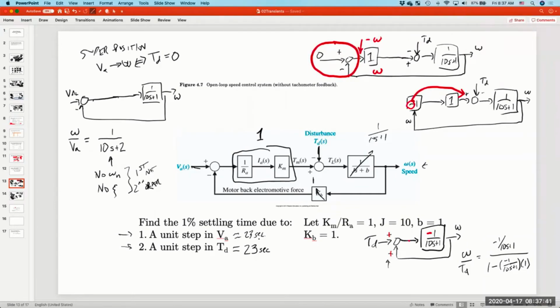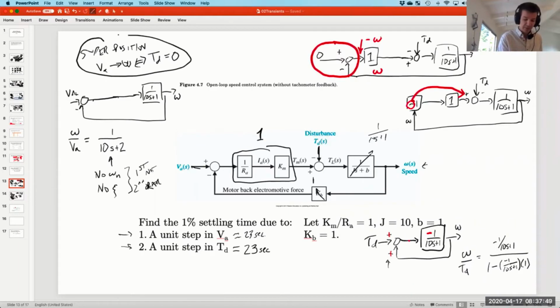Can you just explain why you set VA to 0 when you're finding TD? Well, I'm going to point to this argument, which is the converse of what you're asking. When I want the effect of VA, I set TD to 0. And were you comfortable with that? Yeah. Okay, so it's just the exact same thing, but I'm switching the labels.